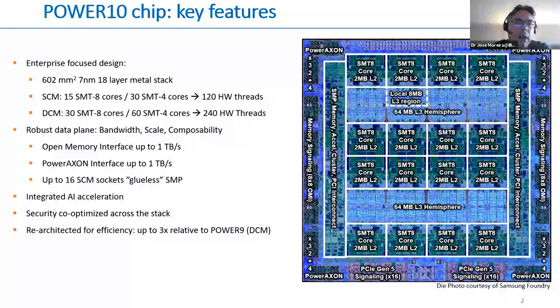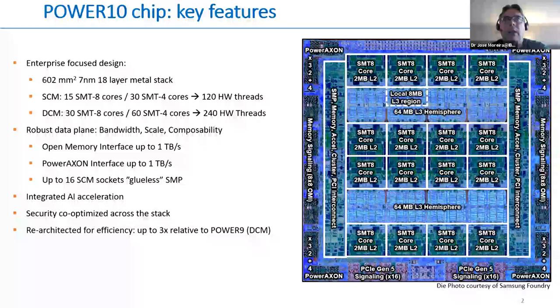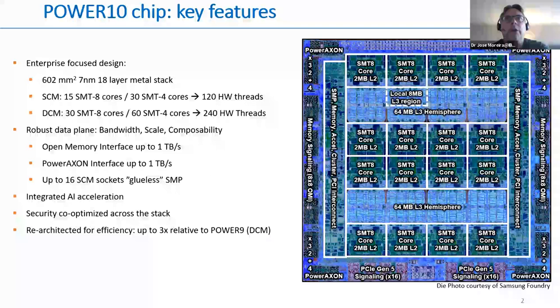We have integrated AI acceleration hardware. That is something that I actually worked on and I can talk in more detail. We have a new matrix unit, part of every core. Every POWER10 core has a new matrix unit that is meant to accelerate HPC and machine learning and deep learning applications. We have significant security features, including encrypted memory, return-oriented programming protection.